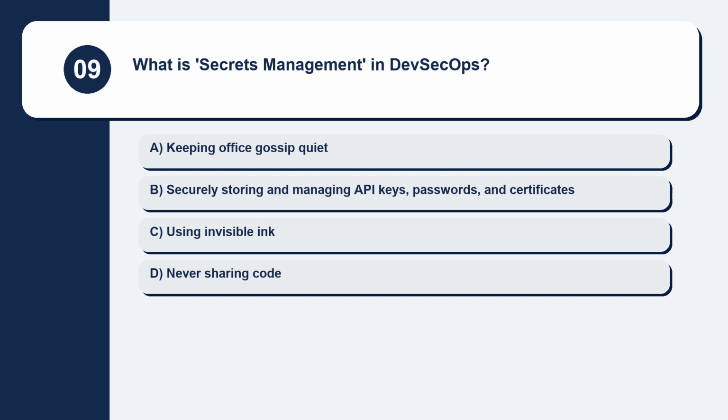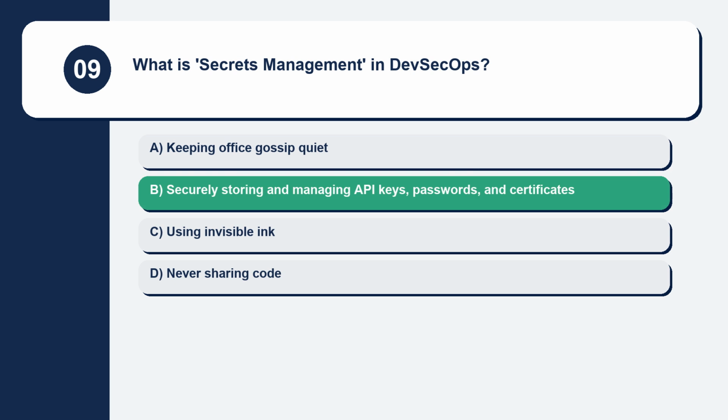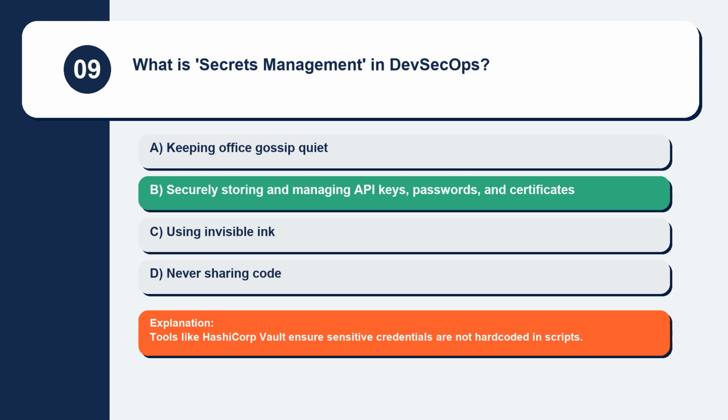Question 9. What is secrets management in DevSecOps? Keeping office gossip quiet. Securely storing and managing API keys, passwords, and certificates. Using invisible ink. Never sharing code. Tools like HashiCorp Vault ensure sensitive credentials are not hard-coded in scripts.